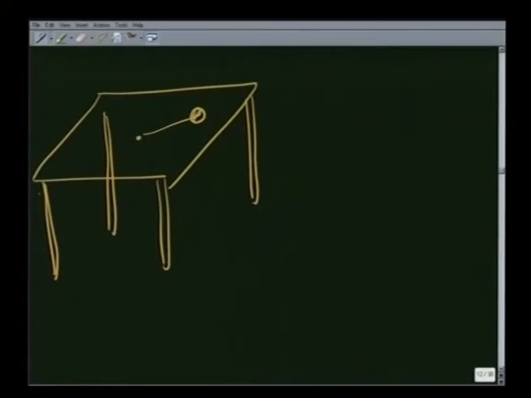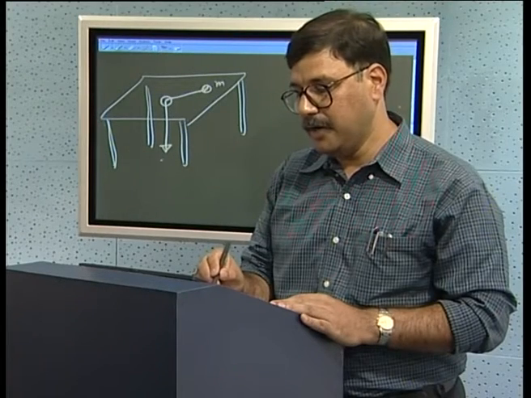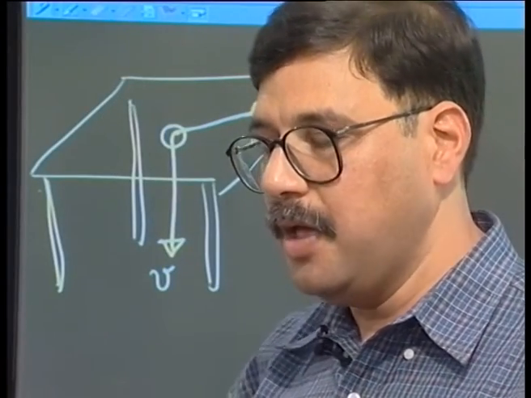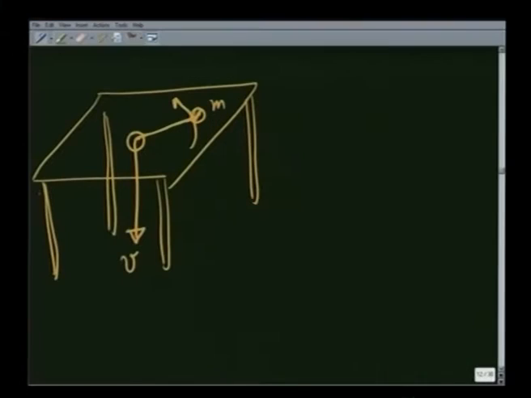Here is the particle of mass m. It is tied with a thread, and the thread is passing through a hole in the middle of the table, and I am pulling this thread or string in with a constant speed v. Again, since the motion is circular, it helps to use planar polar coordinates.